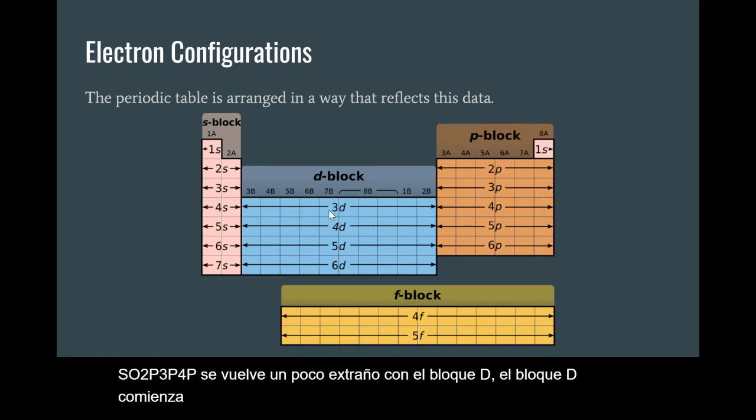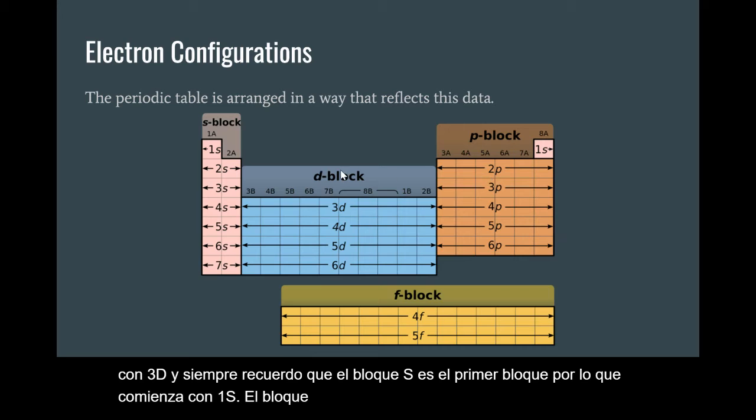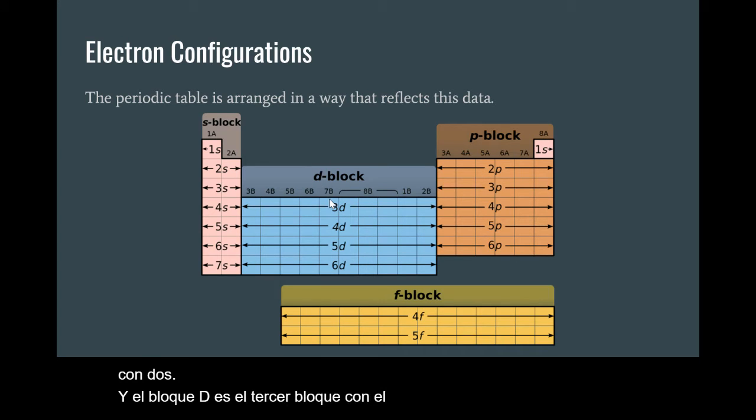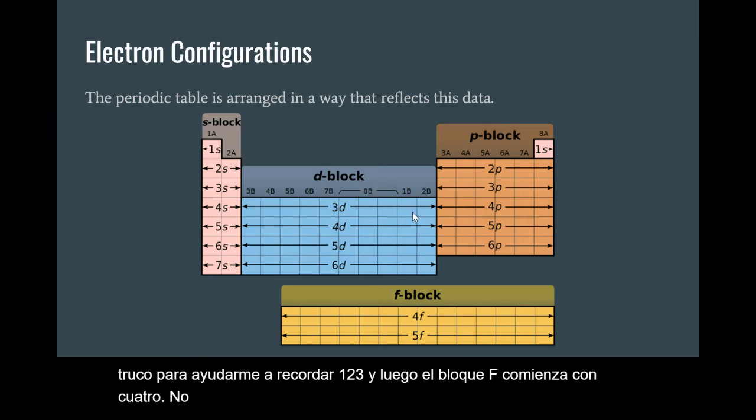I always just remember that the S block is the first block, so it starts with 1s. The P block is the second block I'm going to see. It starts with 2, and the D block is the third block. It starts with 3. That's just a neat little trick to help me remember. 1, 2, 3, and then the F block actually starts with 4. We won't get into the details of why this happens. It's just because of the number of protons and how that affects the electrons.